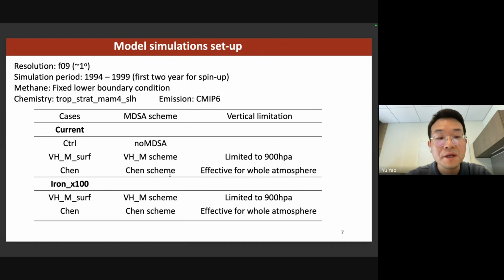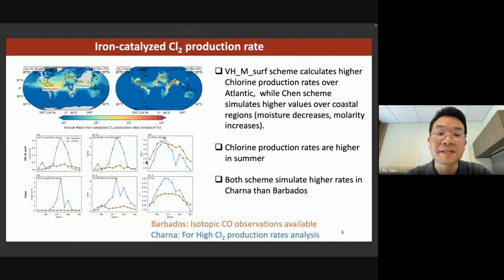So we have three simulations: one without MDSA, another with the Verhagen Maiden scheme, and the third with the TEN scheme. We also have another group of simulations where 100 times the iron is emitted over the ocean, which is around 200 teragram of iron emitted. We did two simulations in this scenario, one using the Verhagen Maiden MDSA scheme, the other using the TEN scheme. Now, let's first look at the results for the chlorine production rates in the current iron condition. The two spatial maps show the chlorine production rate using the Verhagen Maiden scheme and the TEN scheme.